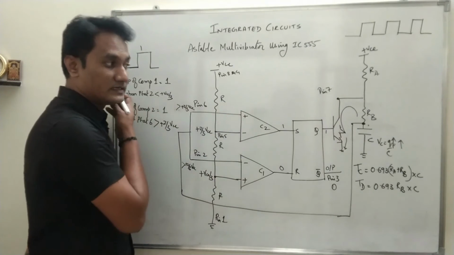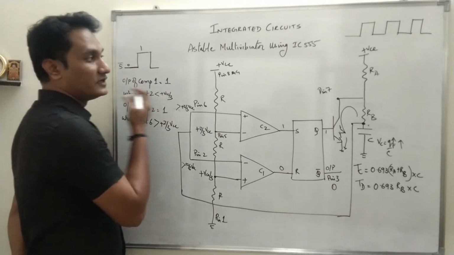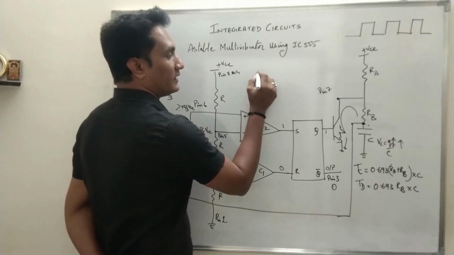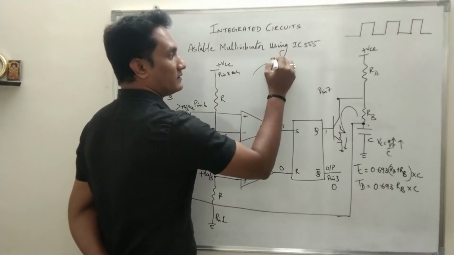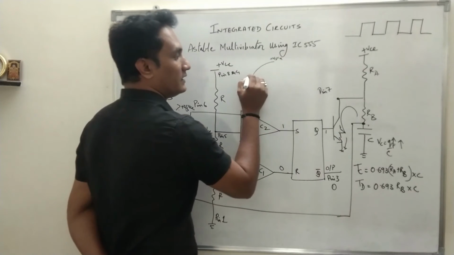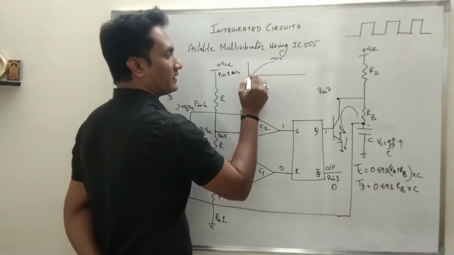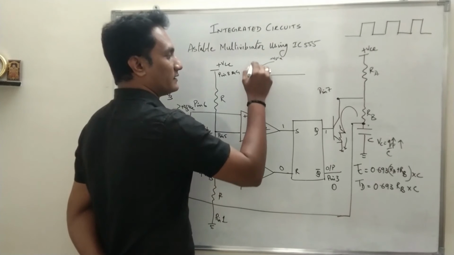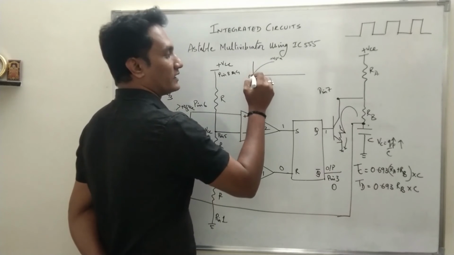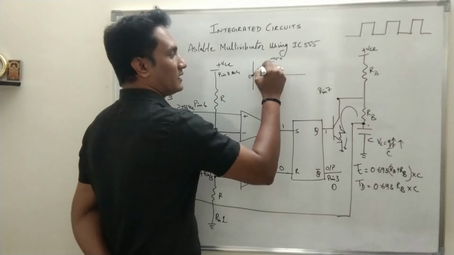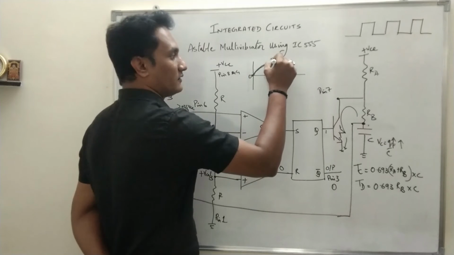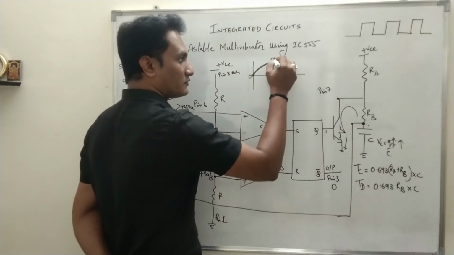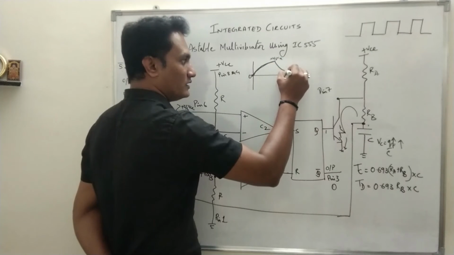So the capacitor will discharge. See how it will be. The capacitor will charge up to 2/3 of VCC. Let's say initially the voltage across the capacitor is 0 volt. It will charge up to 2/3 of VCC, and then it will discharge. In the discharging path you have RB, so it will take some time to discharge.